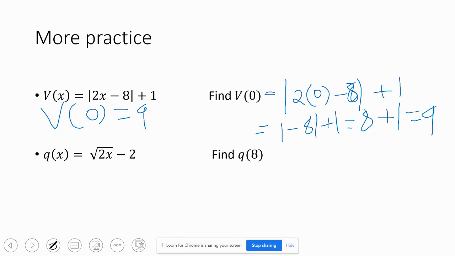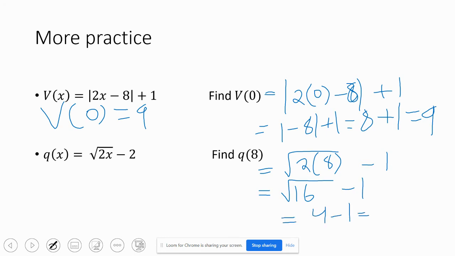Here we have Q of x equals the square root of 2x minus 1. So Q at 8 is the square root of 2 times 8 minus 1. Square root of 2 times 8 is the square root of 16 minus 1. The square root of 16 is 4. 4 minus 1 is 3. So Q at 8 is 3. Take a minute to copy anything down, and we'll go on to the next slide.